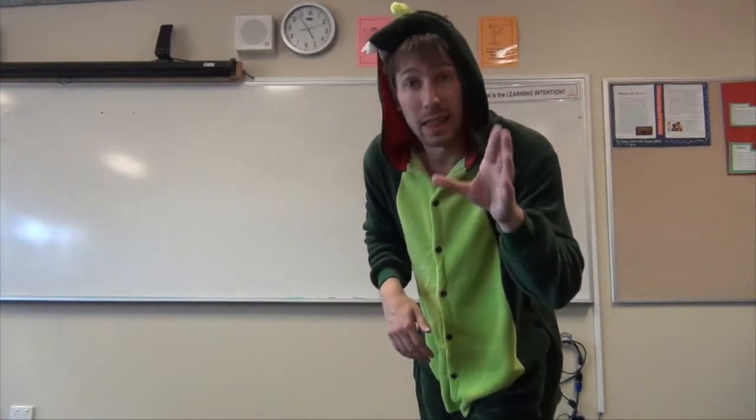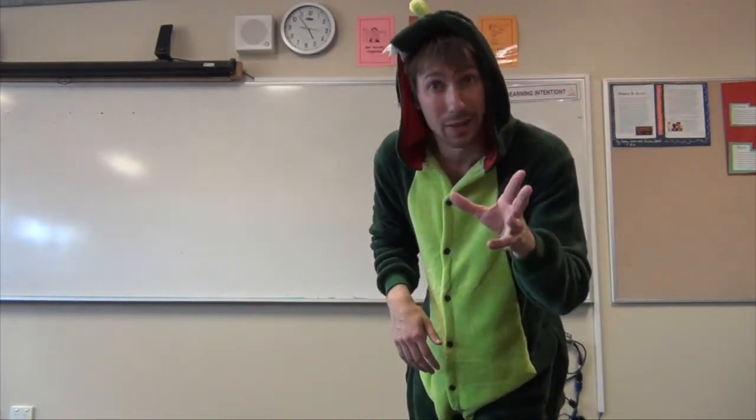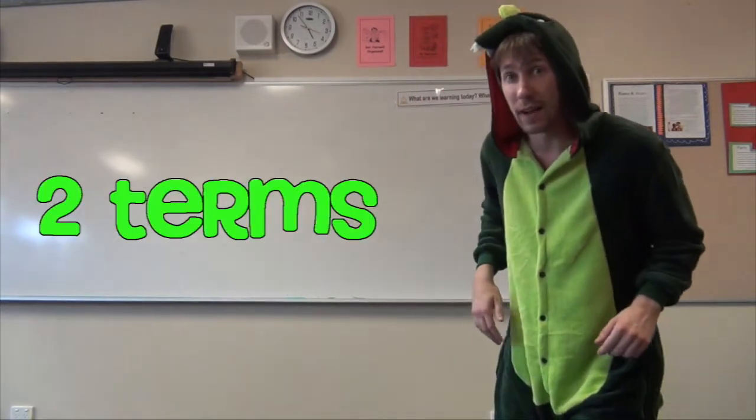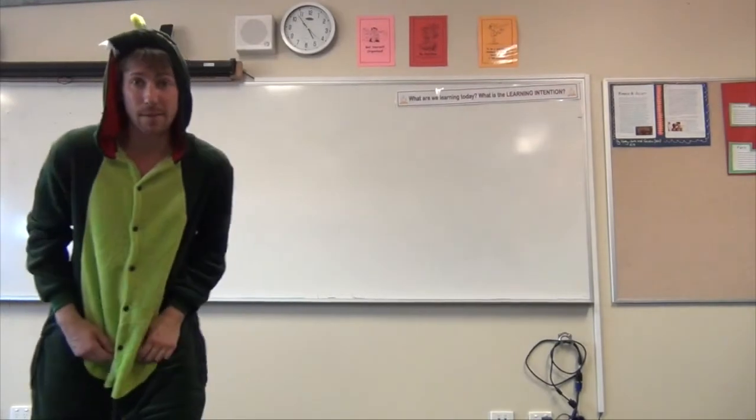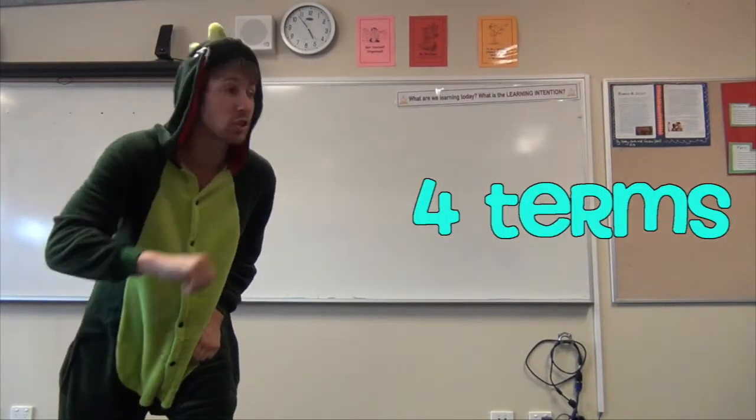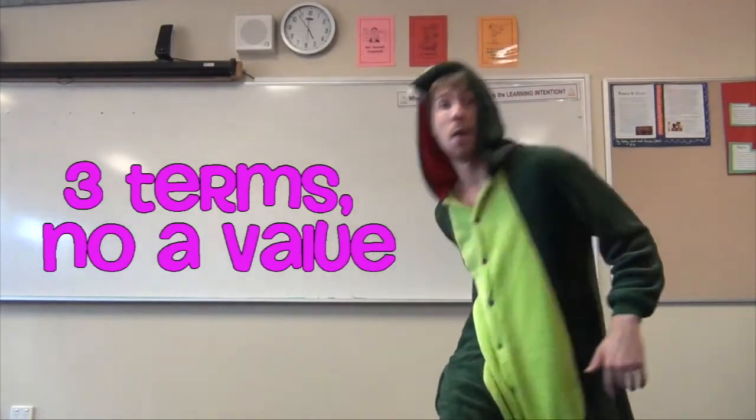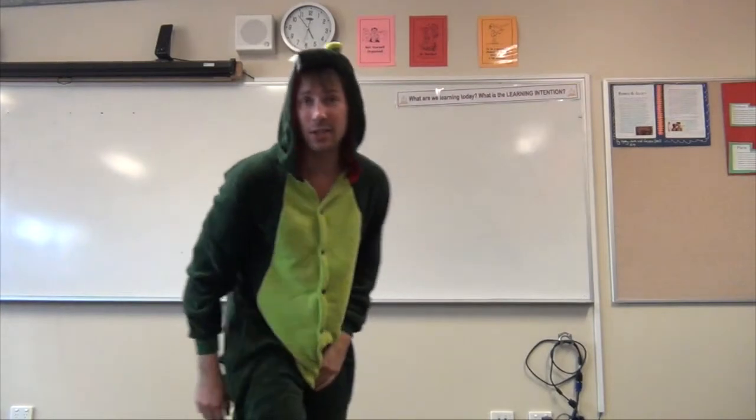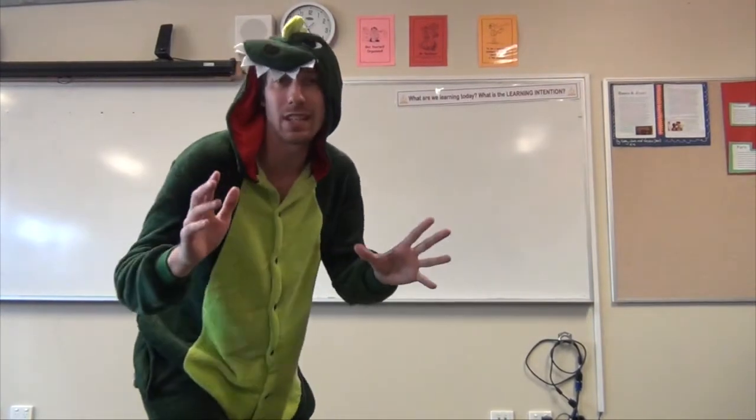And in fact, this is the very last method that we need to cover in order to be able to factorise quadratic expressions correctly. Because we've already learned how to factorise quadratic expressions with two terms, with four terms, with three terms but no value for a, and with three terms and a value for a. So what we need to learn now is how to factorise quadratic expressions by completing the square.